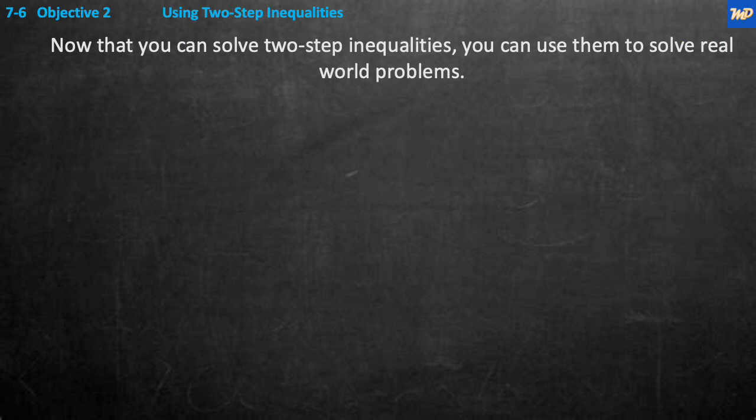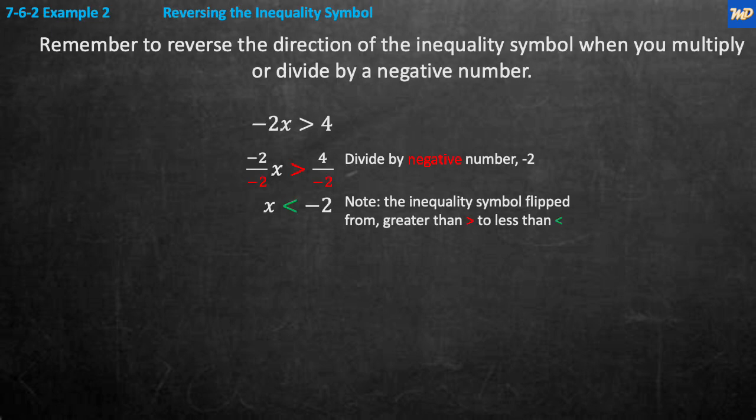So now for objective 2, using two-step inequalities. It says here that now that you can solve two-step inequalities, you can use them to solve real-world problems. Let's go for it. Reversing the inequality symbol. So remember, they're giving us a reminder. Remember to reverse the direction of the inequality symbol when you multiply or divide by a negative number. We just talked about that in the last problem, but we're going to show it here again.